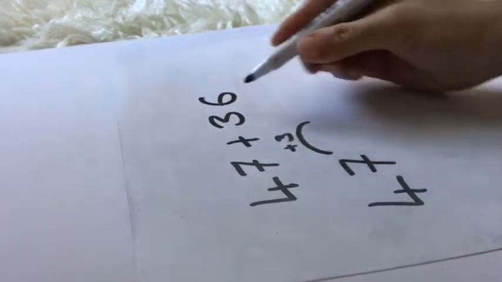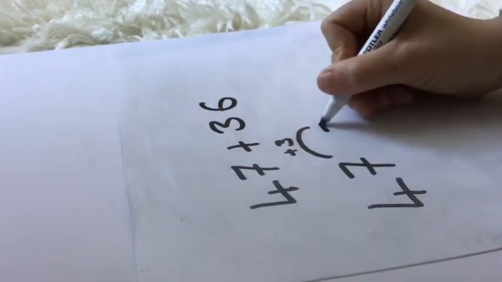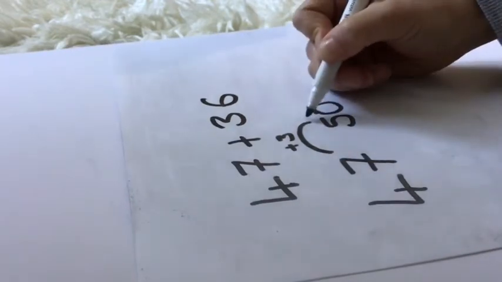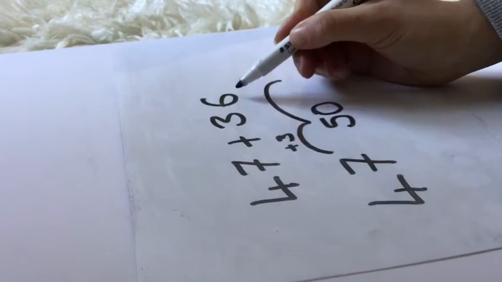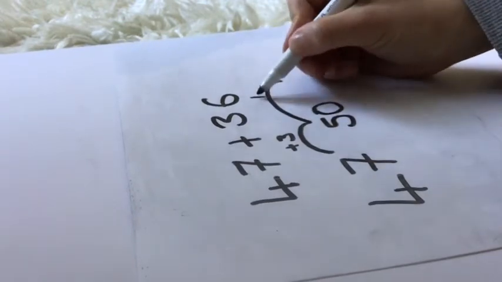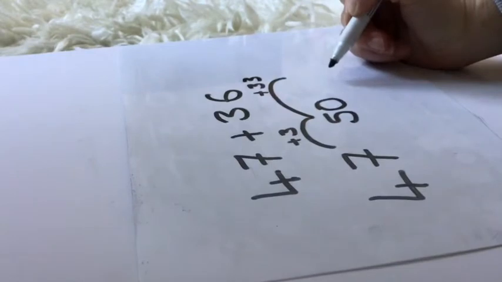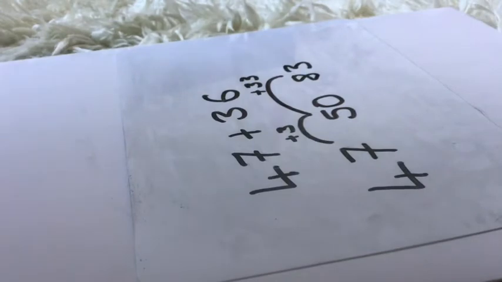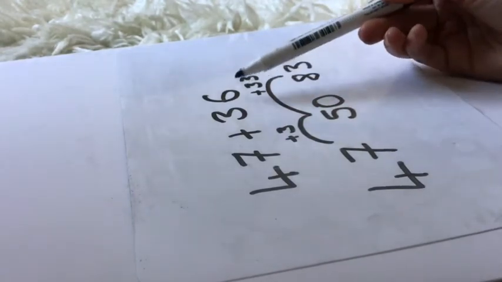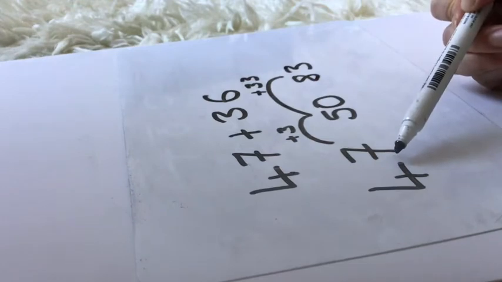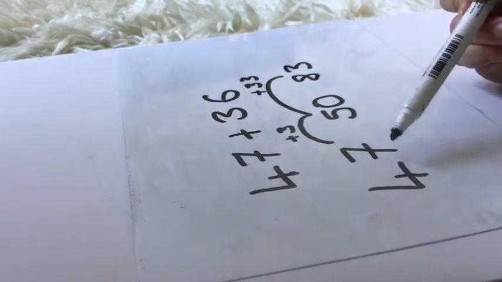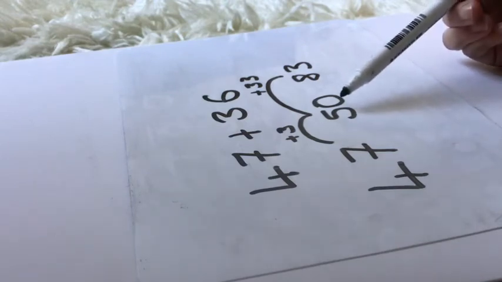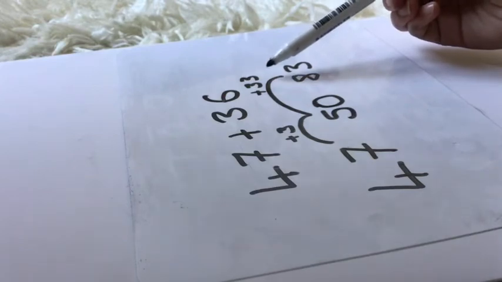What I could do is add 3 from 36 to get us to 50, because 47 add 3 equals 50. So I'm meant to add 36. I've already added 3, so I still have 33 left to add. 50 add 33 is 83. So what we've done there is added part of 36 to 47 to get us to 50. We knew that we only needed 3 more to get us to the next whole number, which is 50. And then that means we've got 33 left to add.